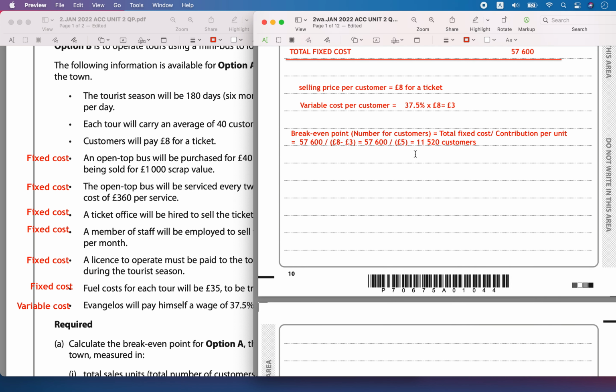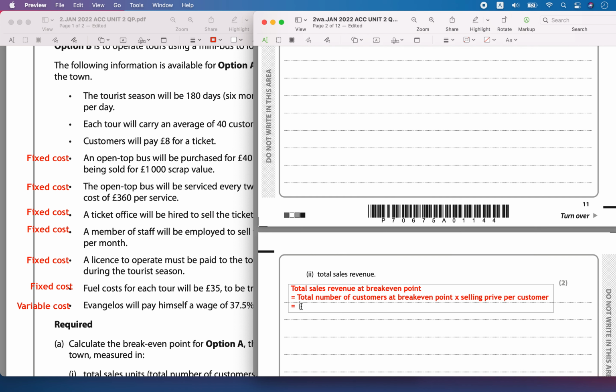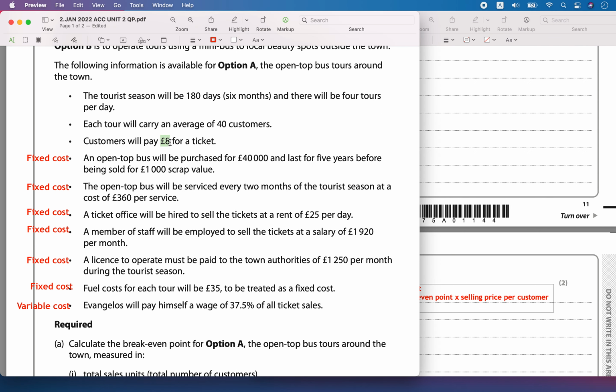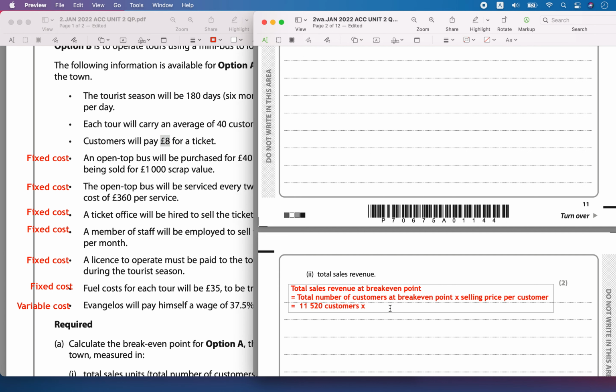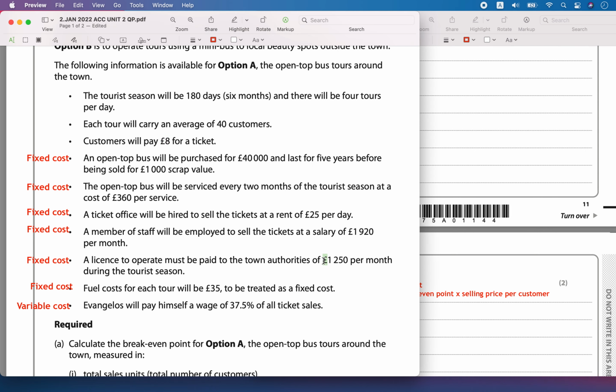So that is going to be equal to, from the previous part, the total was 520 customers. So 520 customers multiplied by the selling price. The selling price was 8 pounds per ticket, 8 pounds per customer. So they will get a revenue of about 4,160 pounds.